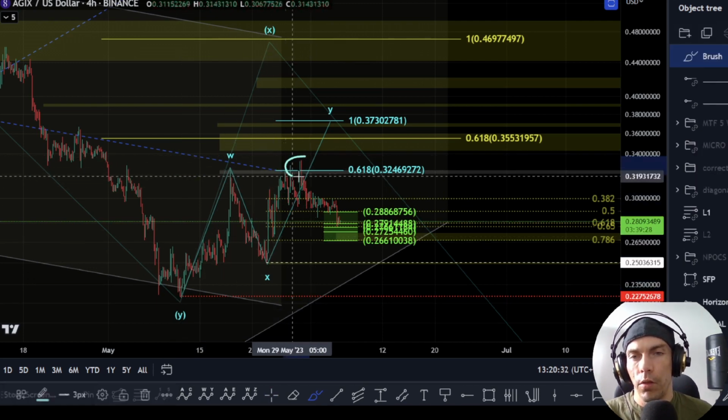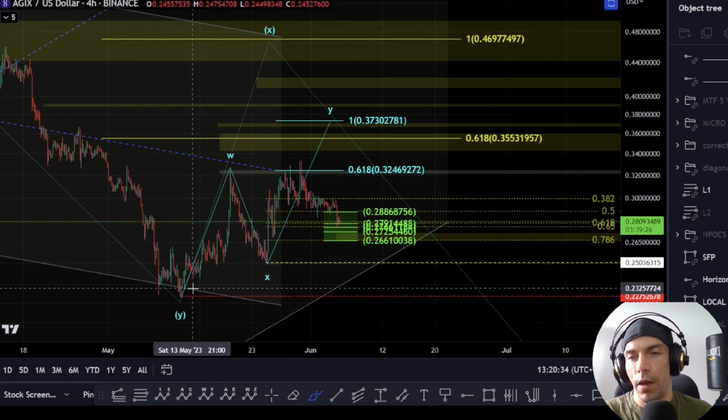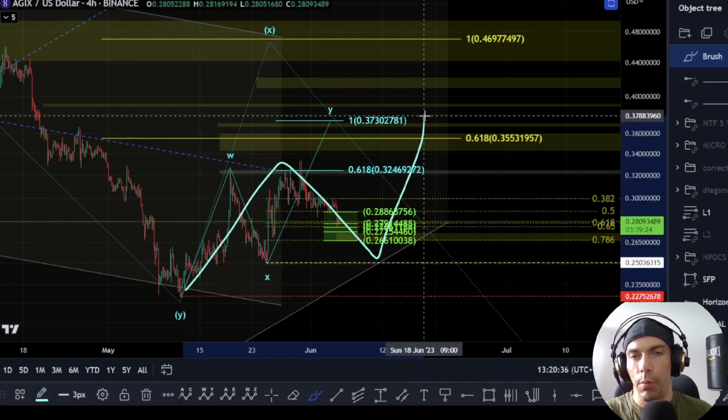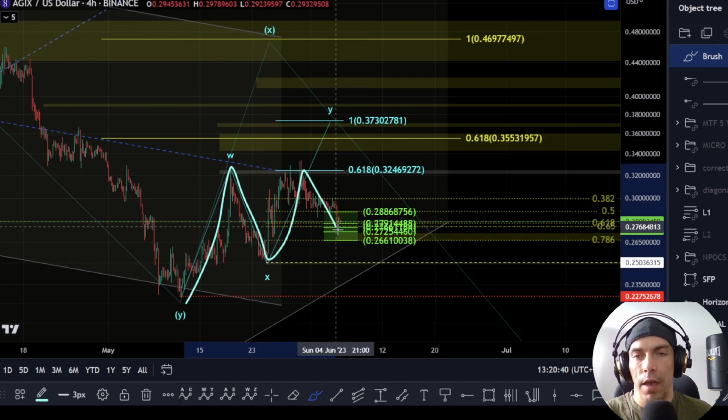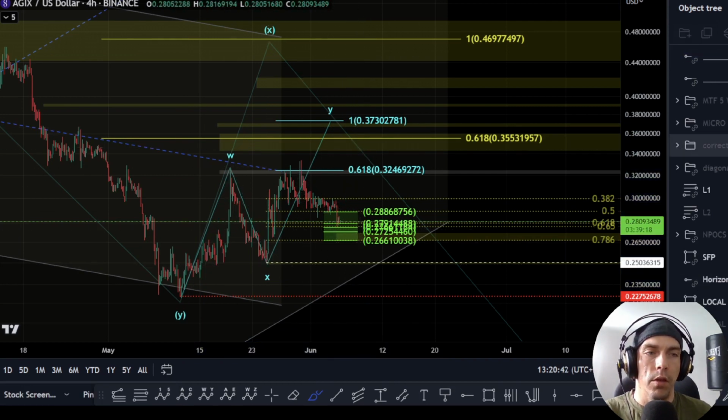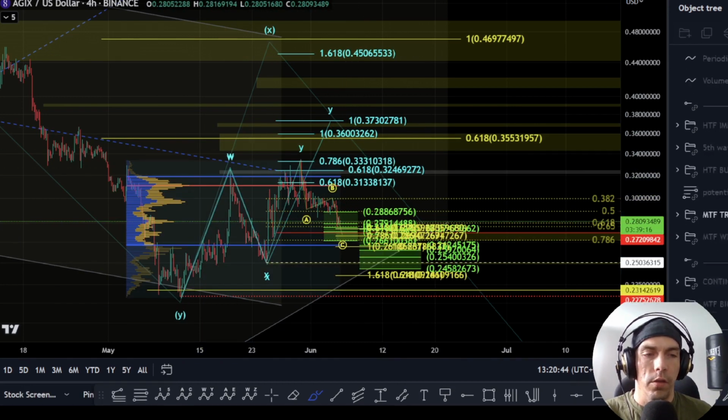and potentially we could argue the Y wave is completed here and that we have this as an A, we form a B, and then we get a C. Or alternatively, this could be W, this could be X, this could be A, B, and then we see C to the upside. So that's what we're going to go over within this count here.